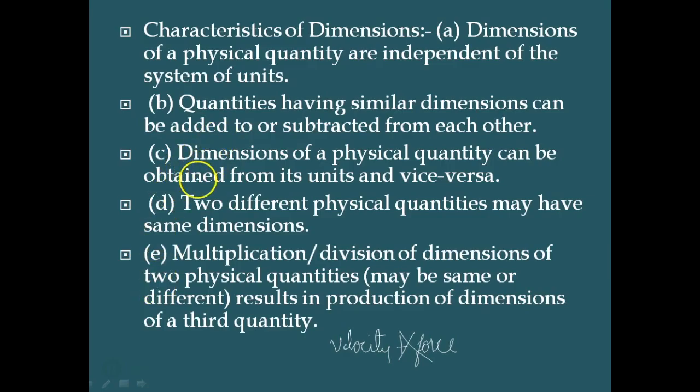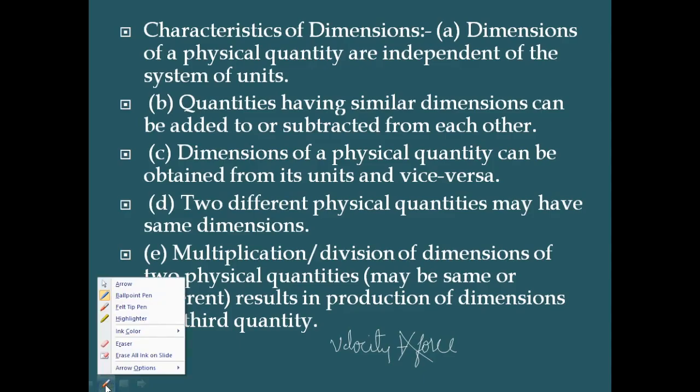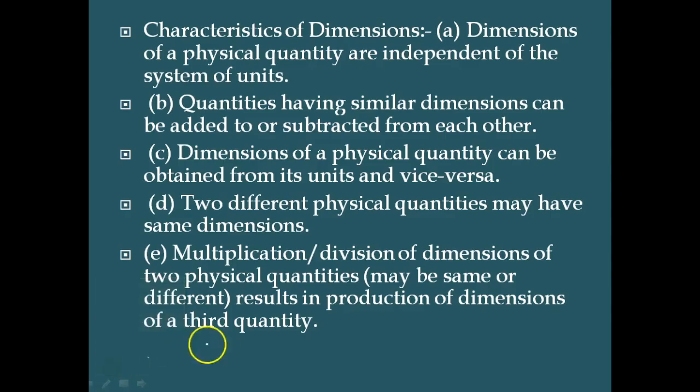And the third point is dimensions of a physical quantity can be obtained from its units and vice versa. We can obtain the dimensions using its units. In case of velocity, the formula we wrote is displacement by time. The unit of distance is length, so we'll use L. The unit of time is second, so we write T. So using the units of these fundamental quantities, we are going to get the dimensions for the physical quantity.